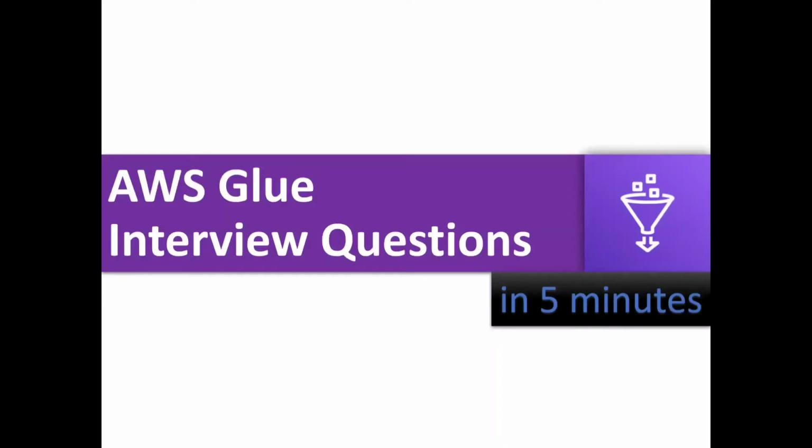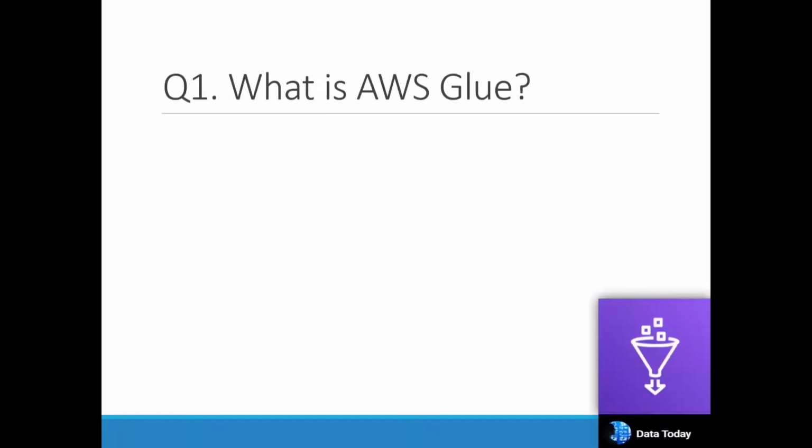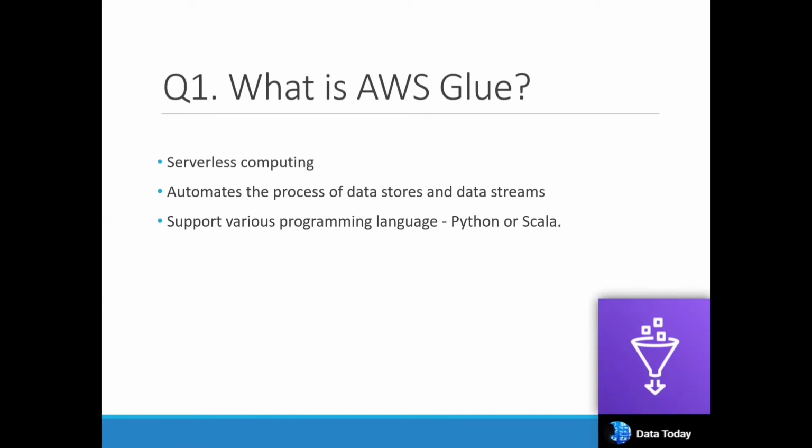So here we are going to talk about AWS Glue, which is a very important tool, and that's a very famous ETL tool nowadays. What is AWS Glue? If we ask you, then you can say it's serverless computing. It automates the process of data storage and data streaming by the ETL jobs it provides, and it also supports two programming languages, which are Python and Scala.